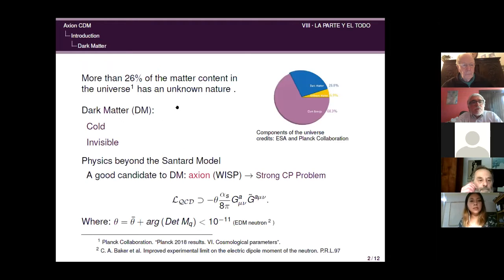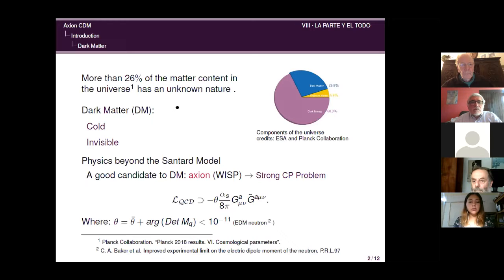So more than 26% of the matter content in the universe has an unknown nature, and we call it dark matter. By astrophysical and cosmological observations, we know dark matter must be cold, meaning non-relativistic, and thus can explain the structure formation in the universe, and also must be invisible because the interaction with ordinary matter is weak, otherwise it would have already been observed. Since the standard model of particle physics is not able to explain the nature of dark matter, we need to go beyond the standard model, and a good candidate corresponds to the axion, which we classify as a weakly interacting slim particle, or WISP.